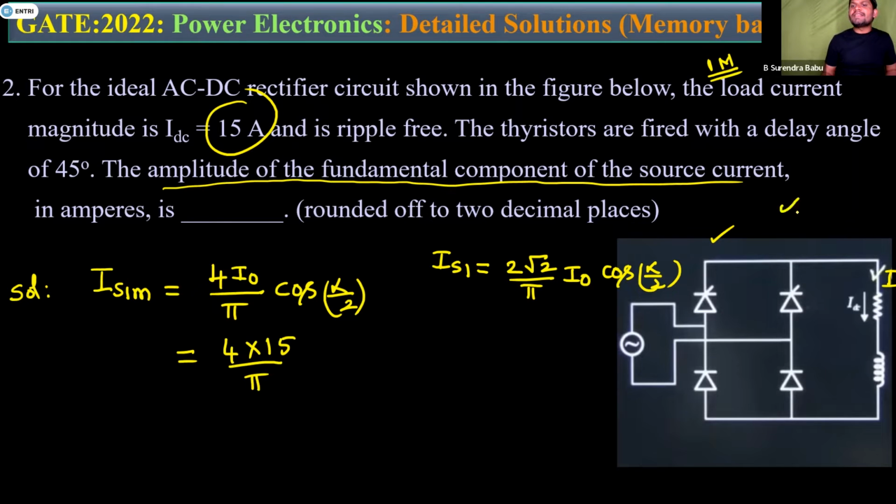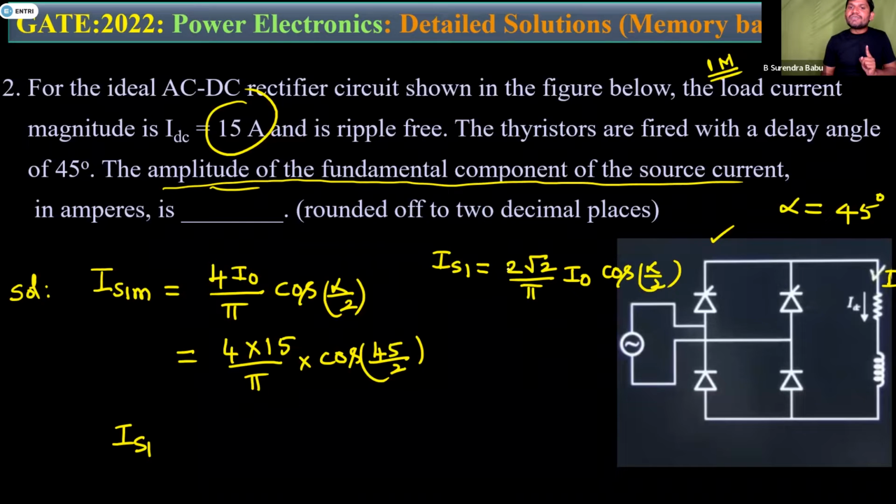How much firing angle is given? The firing angle is 45 degrees. It is given, students. That is into cos 45 by 2. Then you simplify this one. It is asked, it is not the RMS value. It is amplitude that is asked. Amplitude. Please concentrate. Amplitude is asked.